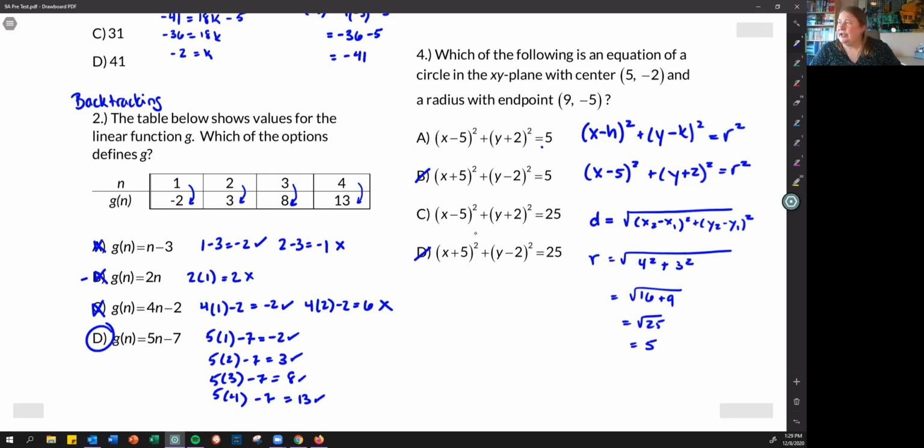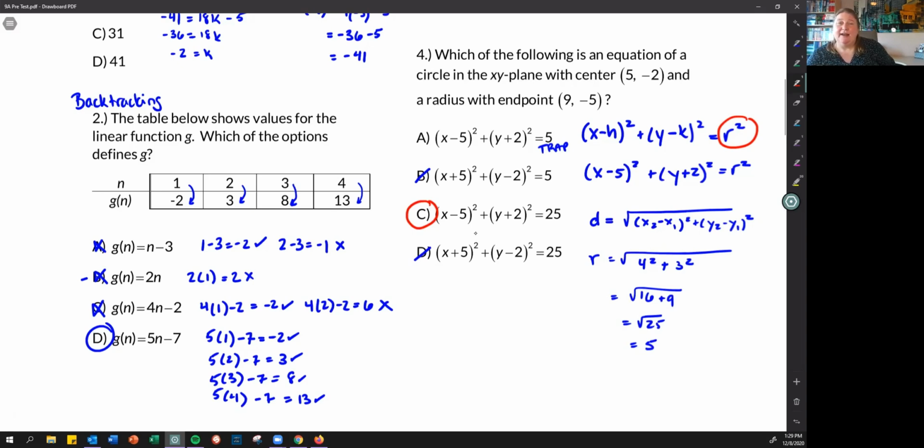Now watch out, this is a trap. Because remember, in the equation you don't put r, you put r squared. So we're actually going to go backwards to that 25. We're going to take the 5 and square it back. C is the correct answer here. So be careful when you're using this formula. Don't forget to square your radius at the end.